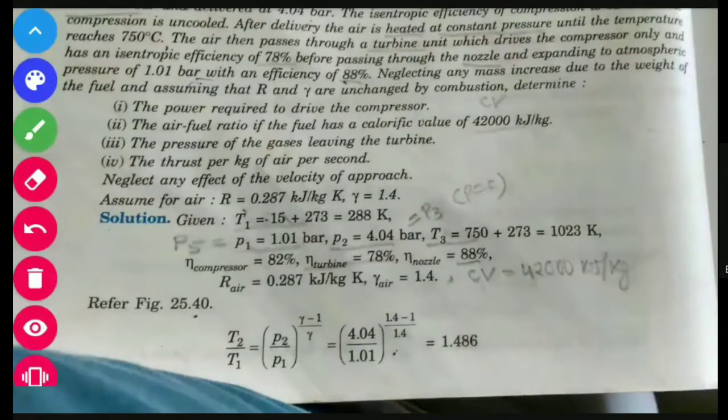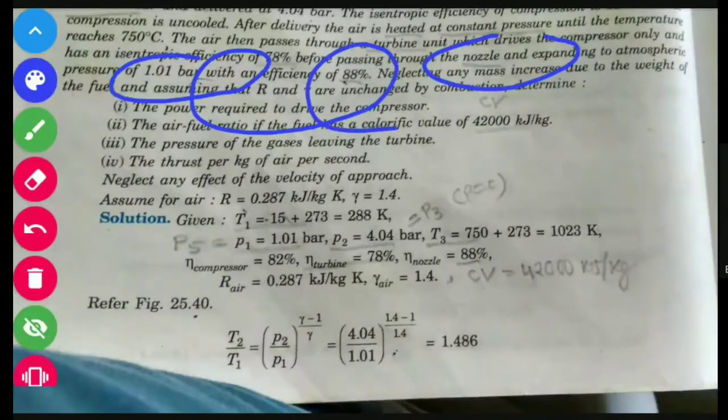Now he's talking about the nozzle. 78% before passing through the nozzle and expanding to atmospheric pressure of 1.01 bar with an efficiency of 88%. That means he's given the nozzle efficiency. Here he is talking about the nozzle, so the nozzle efficiency is 88%.